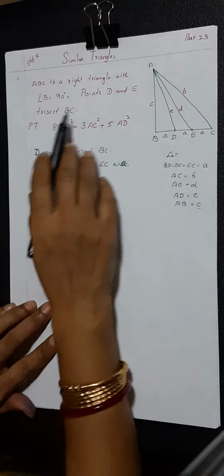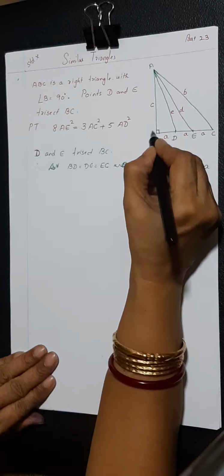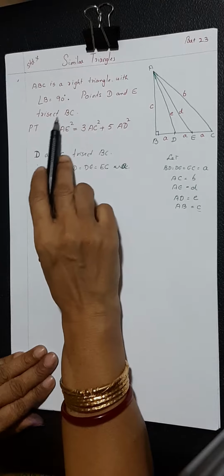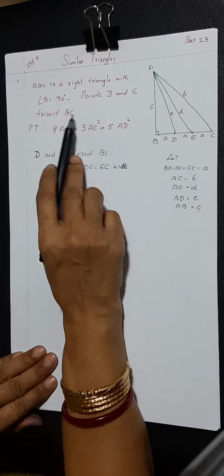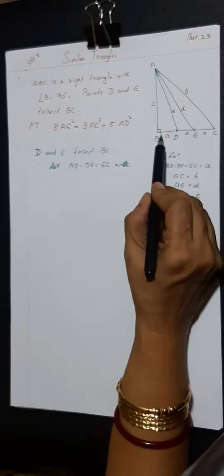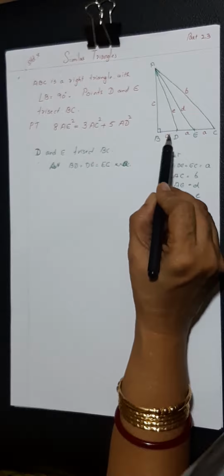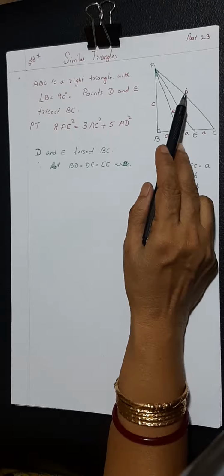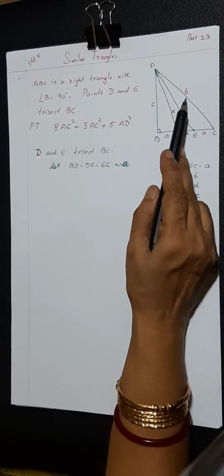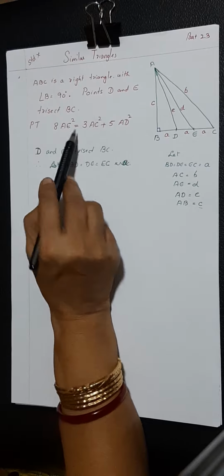Now here this question again, it is a right triangle and angle B is equal to 90 degrees, and D and E are points such that it trisects BC. Trisecting means it is dividing the line into 3 equal parts. So the values of BD, DE, EC, let us assume that it is A, A and A. Now we have to prove this.